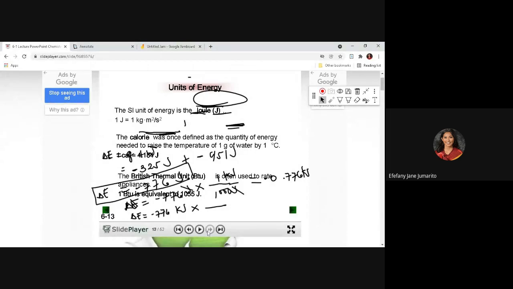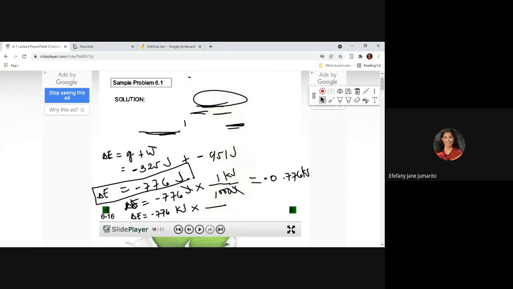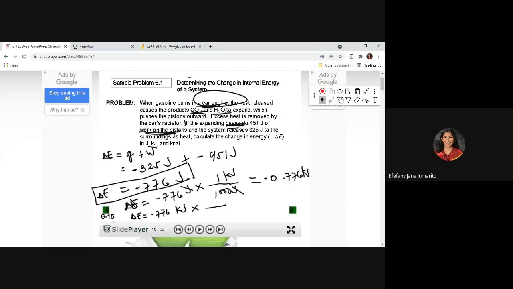Okay, so now we have, in 1 calorie, 4.184 joules. Go back. We have negative 776 joules, times 4.184 in 1 joule, sorry. So we have the conversion: 1 kilojoule is equal to 4.184 kilocalories.